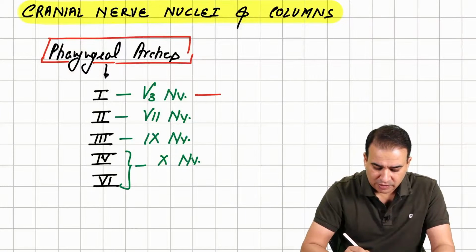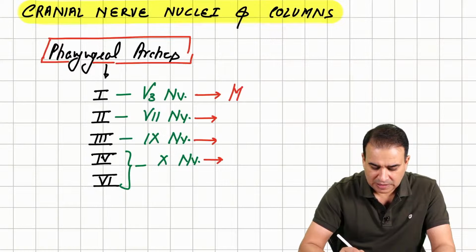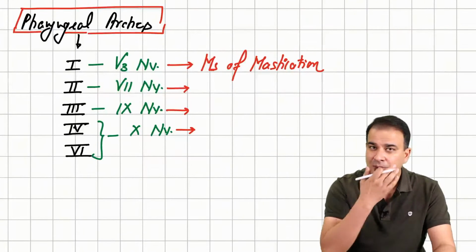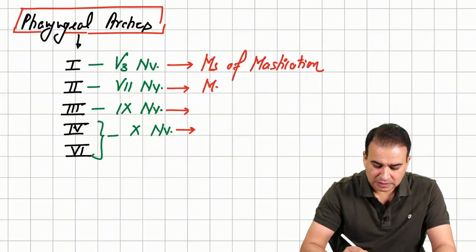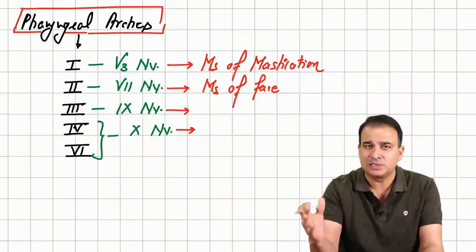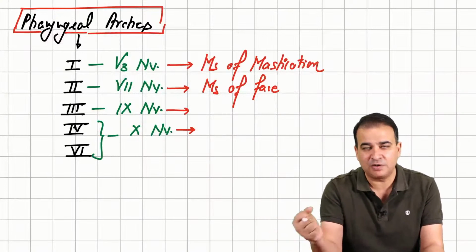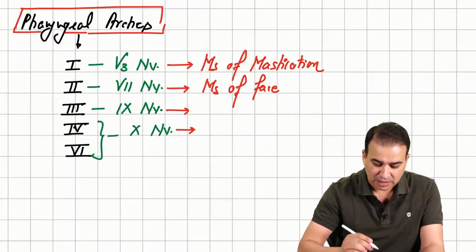Guys, mandibular nerve, it supplies what muscles? Mandibular nerve is known for supplying the muscles of mastication. Well, broadly they supply the muscles of mastication. They do supply other muscles also. Facial nerve, it supplies the muscles of face, or you can say muscles of facial expression. Again, mainly the muscles of facial expression. Though mandibular nerve and facial nerve supply beyond muscles of mastication and facial expression also, as I said, broadly they're supplying the muscles of face and mastication.